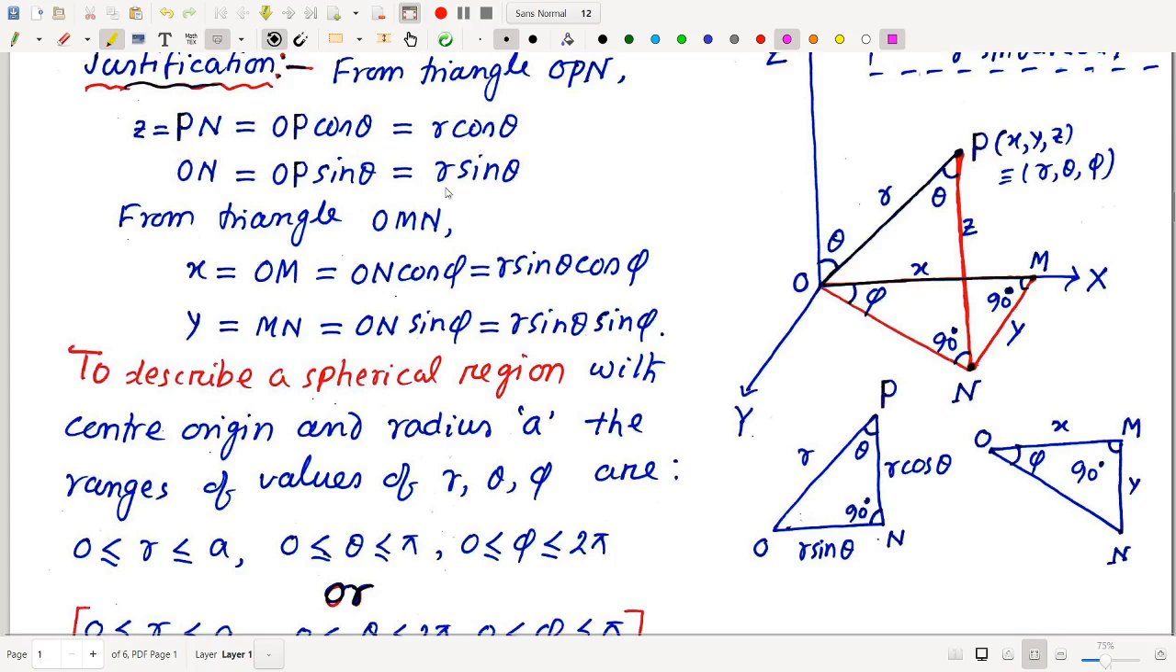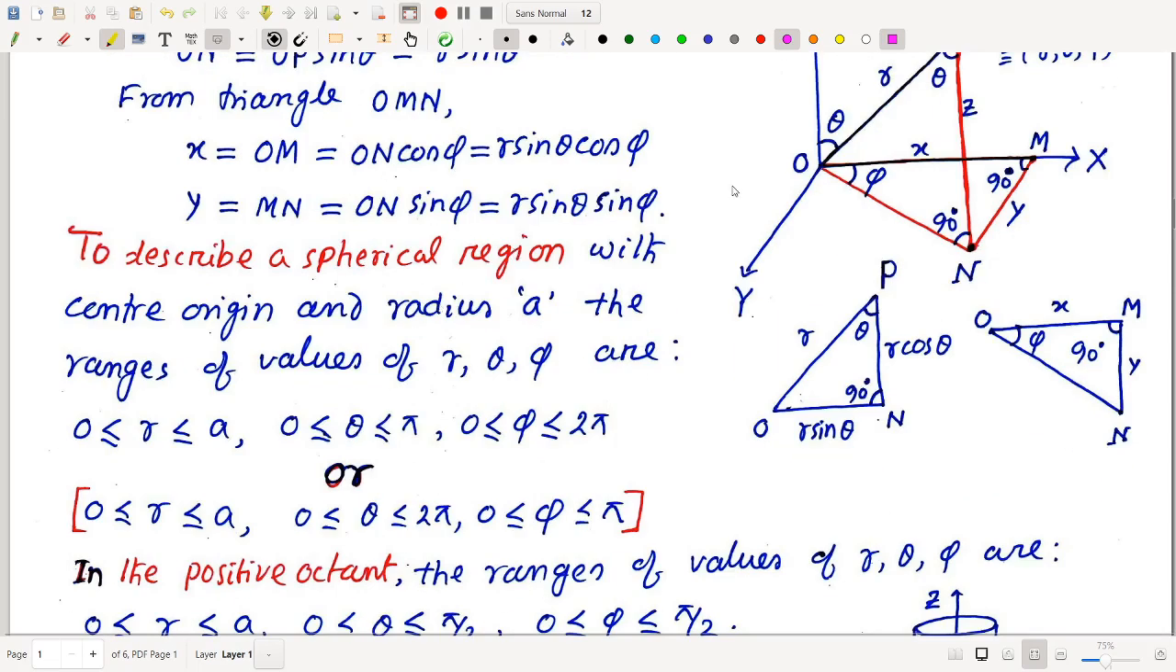Then ON we have already seen, ON is R sin theta. Therefore from triangle OMN, x equal to OM equal to ON cos phi, and ON is R sin theta, so x is R sin theta cos phi. Similarly, y is MN, which is ON sin phi, so y is R sin theta sin phi. Therefore, we have proved x equal to R sin theta cos phi, y equal to R sin theta sin phi, z equal to R cos theta. We have to remember this: the transformation equations from Cartesian to spherical polar coordinates.